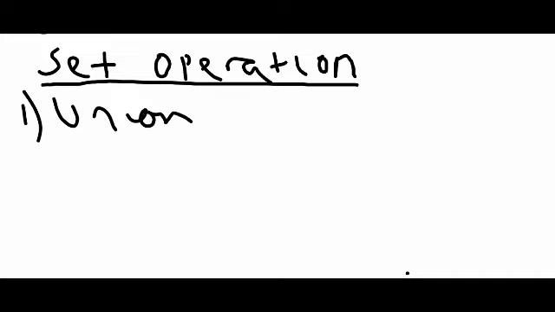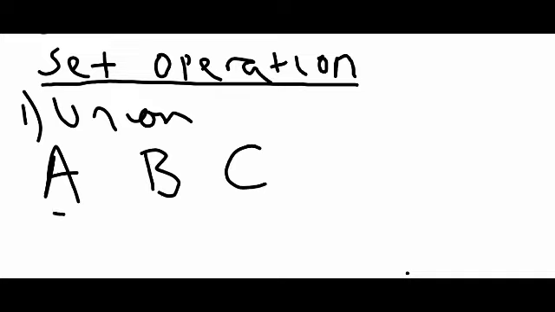So you can have set A, set B, and set C. If you have union, it implies that you are combining the elements in set A and the elements in set B and the elements in set C, but those elements shouldn't repeat.